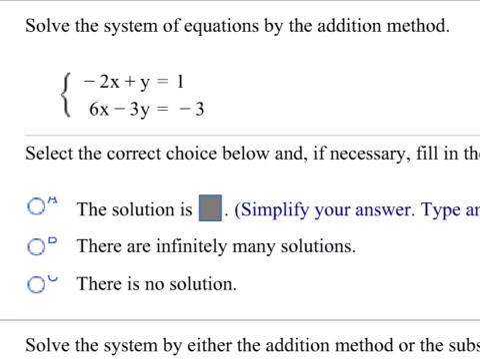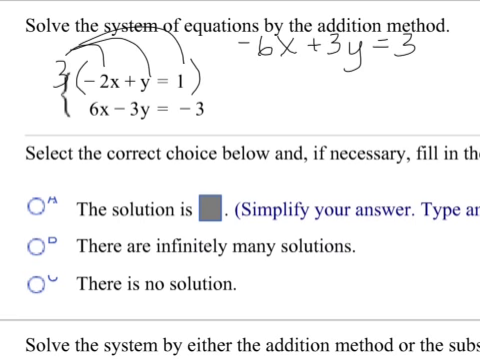Okay, on number 8, we can see that the x's and y's are lined up, but neither one of those are going to be eliminated. So I'm going to multiply my first equation by 3, and that will make my x's negative 6 and my y's positive 3. So I've got negative 6x plus 3y equals 3. Now I'll add my second equation.